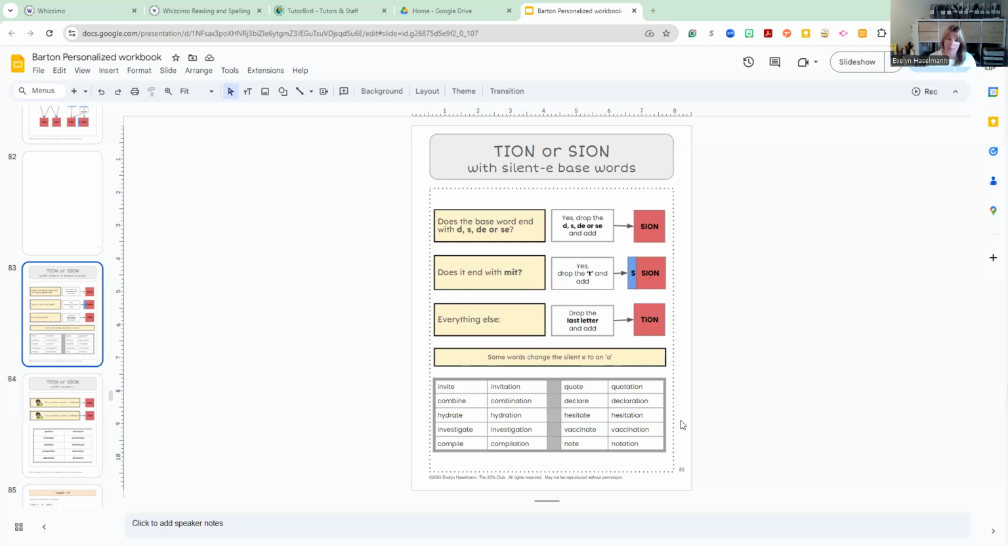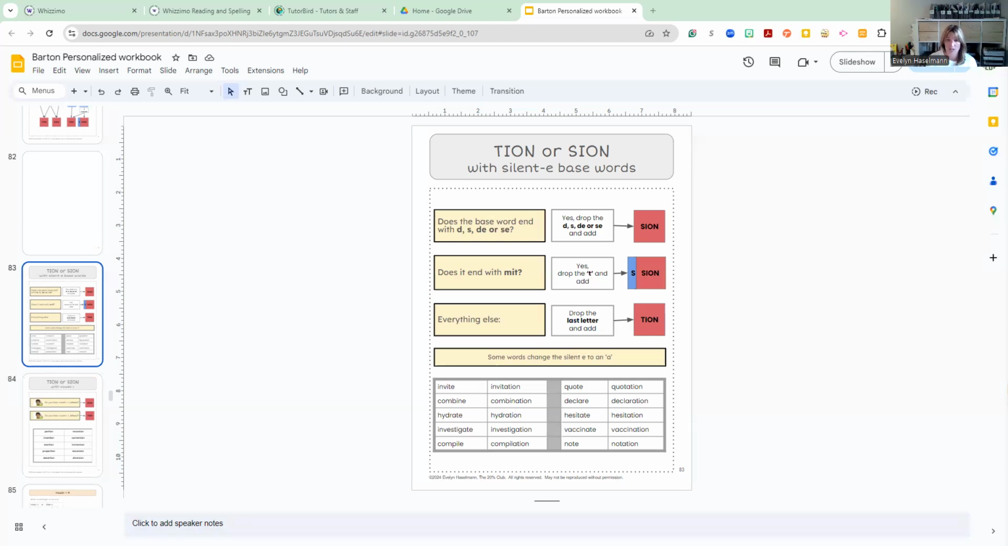You can hear it, so it's not as complicated as it seems. We don't say invitation with an E, and combine to combination, and hydrate to hydration. So you can really hear some of these that get changed to the A part. That's the teaching part of this.